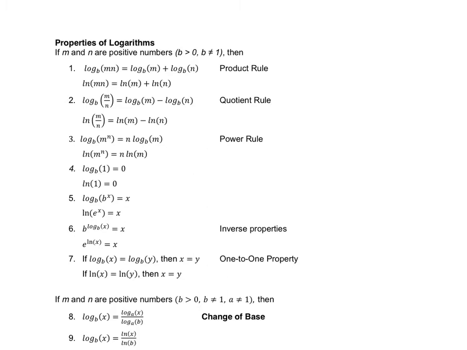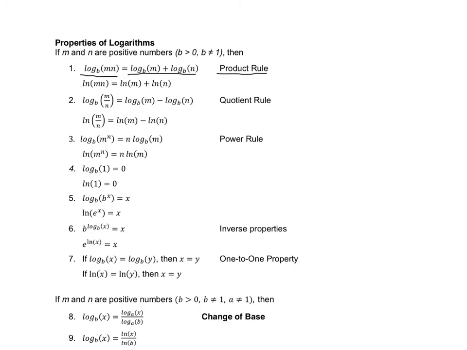Now, a product rule would be when you have multiple things multiplied together. So if you look here, when we've got the log of m times n, you can expand that out to read log of m plus log of n. So we separate them out by expanding it.